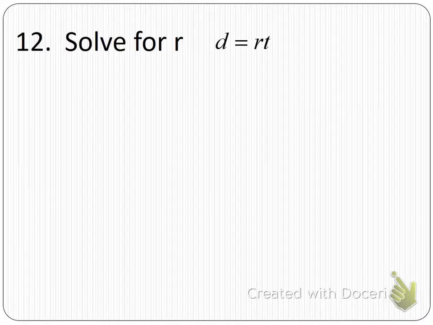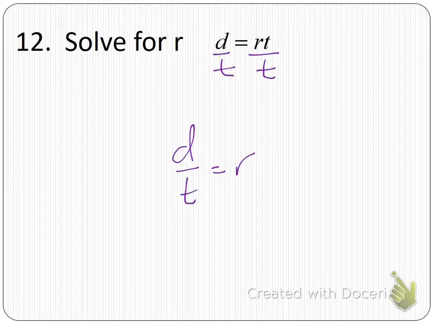Okay? All right, a couple more here. Solve for r. Use what we've talked about and try to give that a shot. Stop the video. Start it back up and see if you're right. That was literally all you needed to do. Divide both sides by t, and r ends up being d over t. The rate is distance over time.